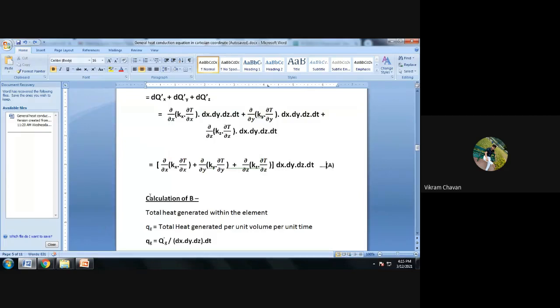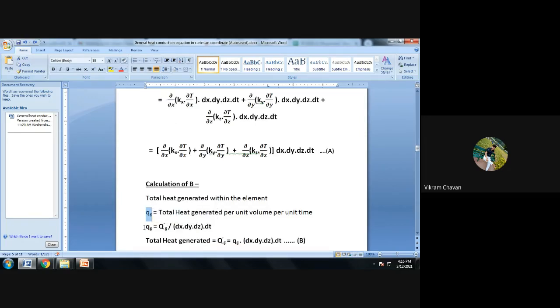Then the part B, calculation of B. In that we have to find out the total heat generated within the element. For that purpose, we have introduced one new parameter, or we can say one new symbol, Q suffix G. Q suffix G is called the total heat generated per unit volume per unit time.